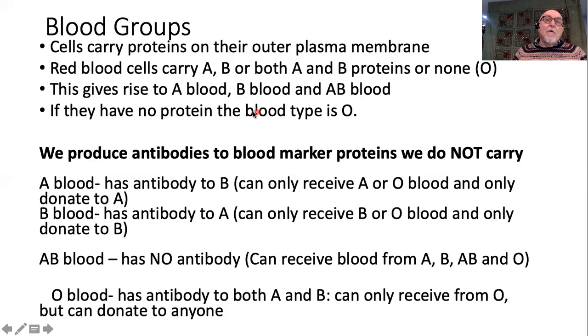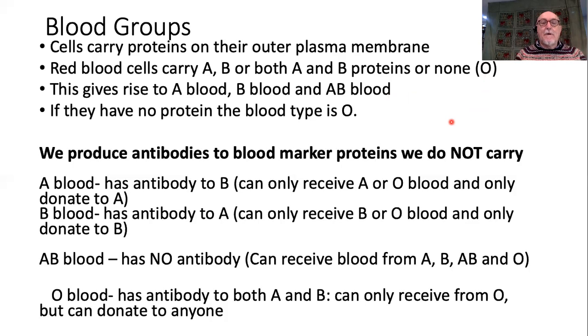So if you are A, you produce antibodies against B. If your blood group is B, you will produce antibodies against A. If you're AB, what happens then? You don't produce any antibody at all. And if you're O, if your own red blood corpuscles have neither A nor B antigen on them, you'll produce antibody to both A and to B.